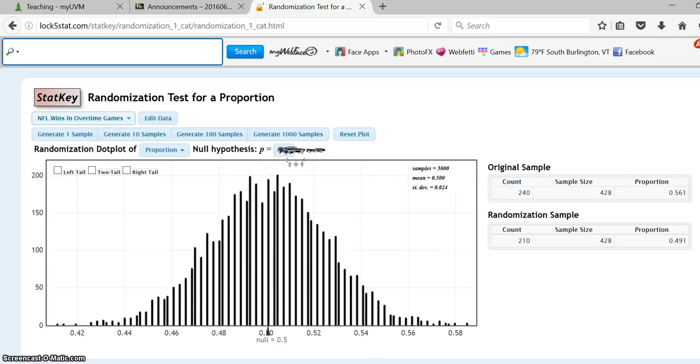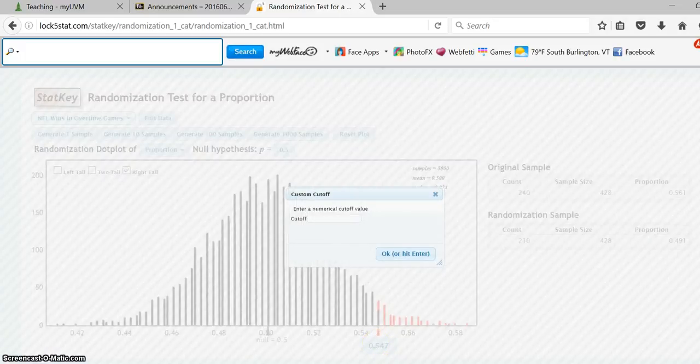Now, to find my p-value, I need to remember which tail I'm interested in. Since my alternative hypothesis is greater than, I know I'm going to be looking at a right tail. And automatically, StatKey is going to pop in here and give me 0.025 in the right tail and show me what will cut that off. But that's not my p-value. To find my p-value, I have to change this cutoff to my sample statistic, 0.561.